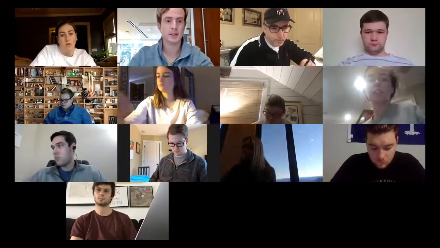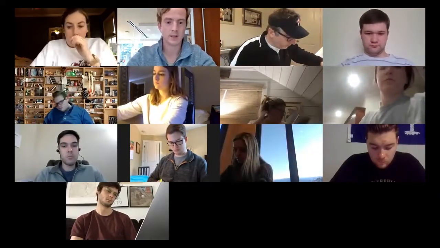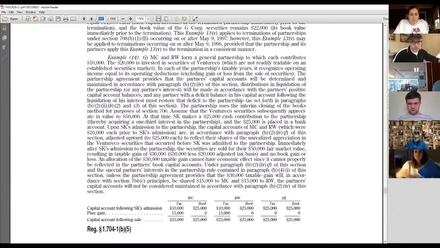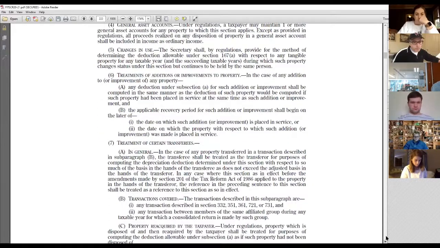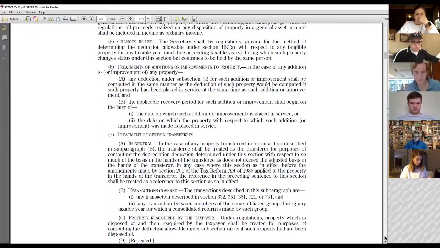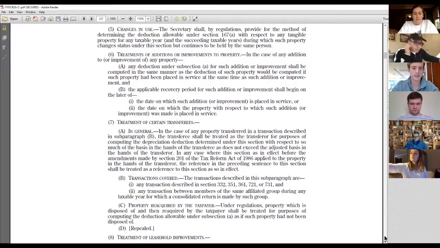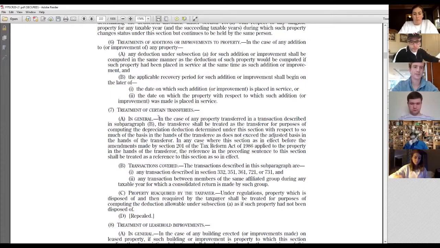Let's turn first to section 168(i)(7). The heading is treatment of certain transferees. So 168 is the rule for depreciation of property, and this provides a rule. It's a little bit confusing.